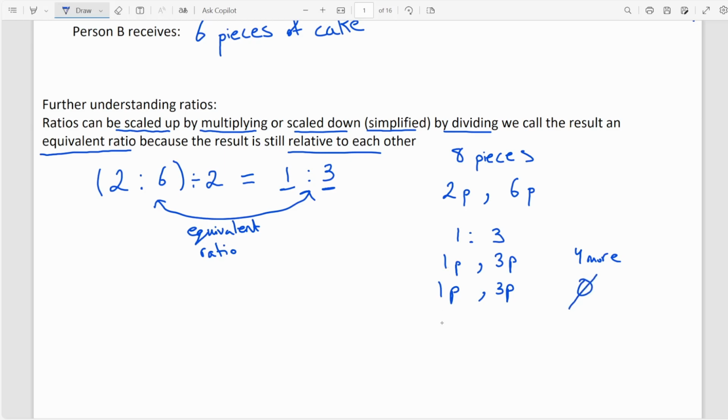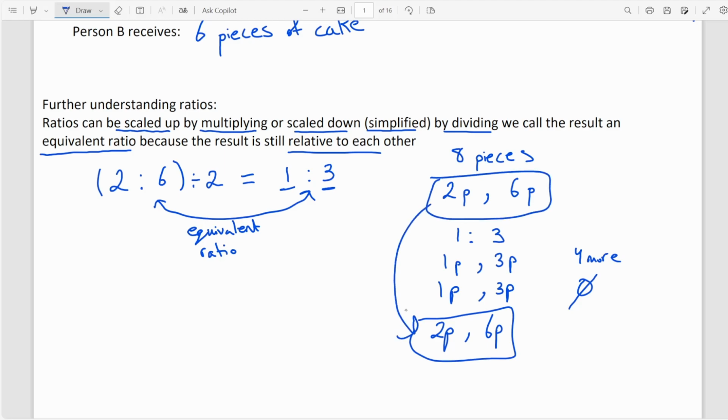So how much in total did the first person receive? Well, 2 pieces. And the second person, 6 pieces. Okay? So in the end, it's exactly the same. Gives you the exact same result.